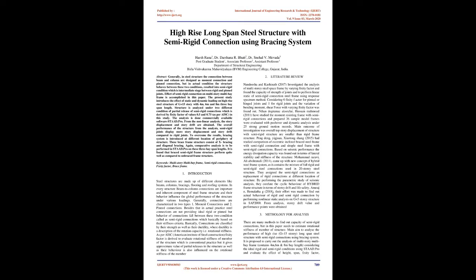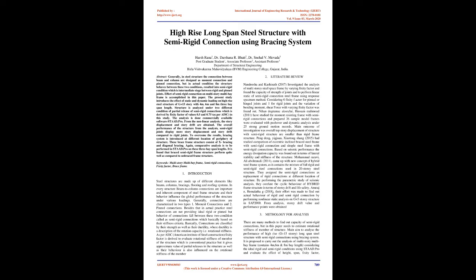The analysis is done using the commercially available software STAAD.Pro. From the nonlinear analysis, the story displacement and story drift are obtained. The overall performance of the structure from the analysis: semi-rigid joints display more story displacement and story drift compared to rigid joints. To overcome this, a bracing system is introduced at different locations on the periphery of the structure.